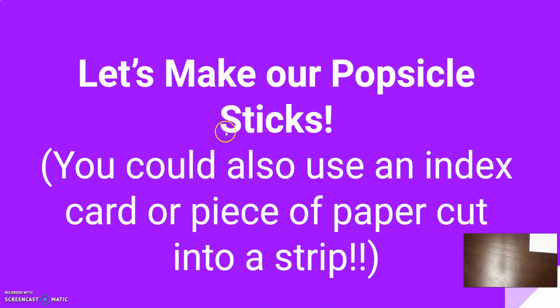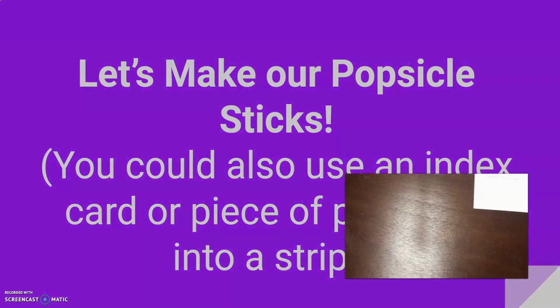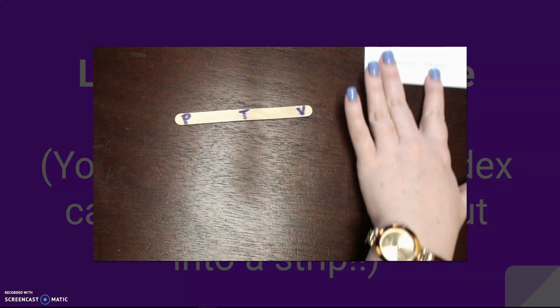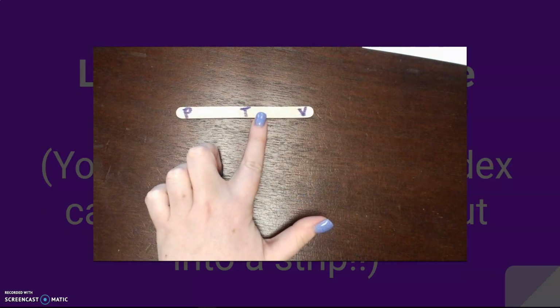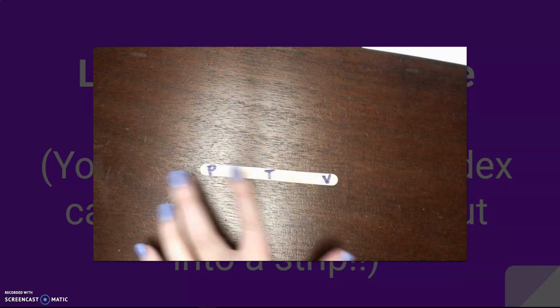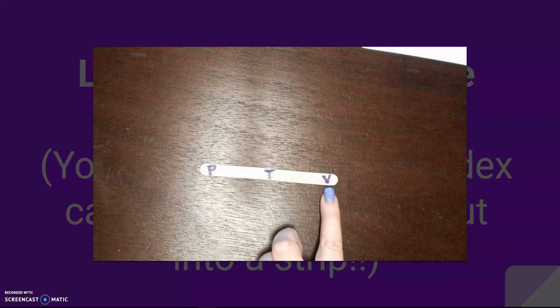I've got my popsicle stick here, and on my popsicle stick, I've written my three variables. I've put P for pressure, T for temperature, and V for volume. They need to be in this order in order for you to use it easily. If you need to pause the video to make your popsicle stick, please do that.